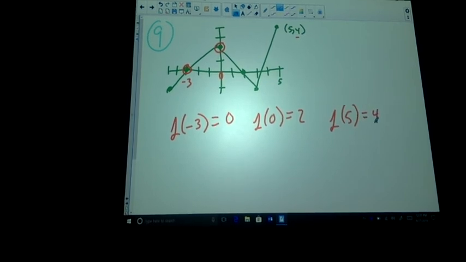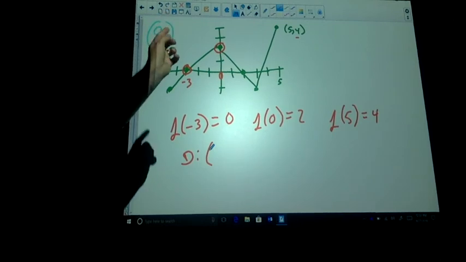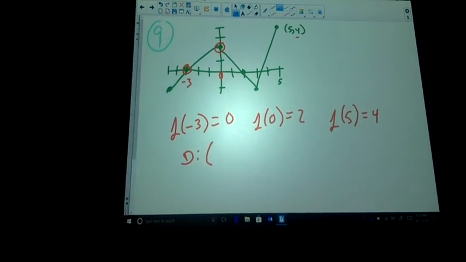Domain. Now let me ask you this. Are there arrows on both ends of my thing? No. So it starts and stops? Yeah. So where does it begin? Back here? -5. And it's a solid dot, so I'm going to go square bracket. So -5. And where does it end? +5. And it's a solid dot, so -5 to +5. You okay with that?